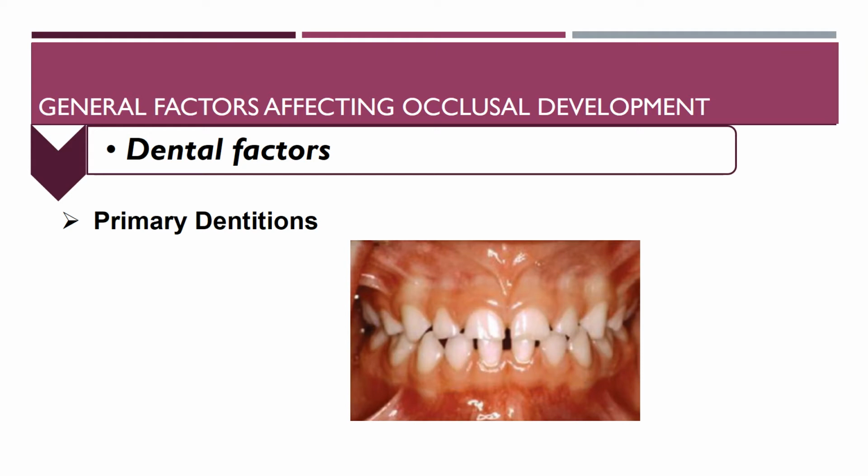The third general factor affecting occlusal development is the dental factors, which is the relationship between the size of the dentition and the size of the jaws. Ideally, there should be adequate space for teeth to erupt into the mouth without crowding or spacing. In the primary dentition, the ideal situation exists when there is spacing between the anterior teeth that will give a better chance for the permanent incisors to erupt without overlapping.